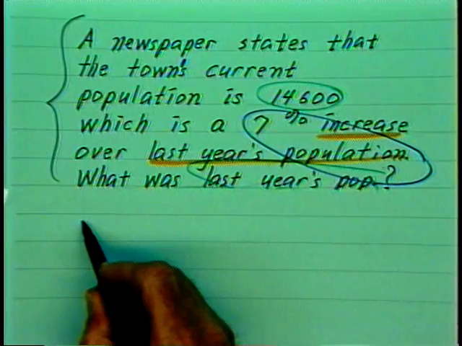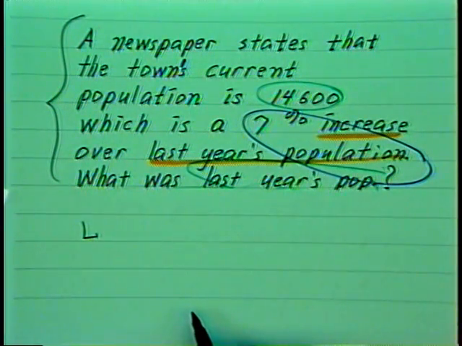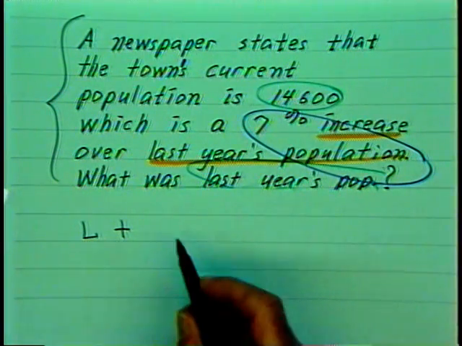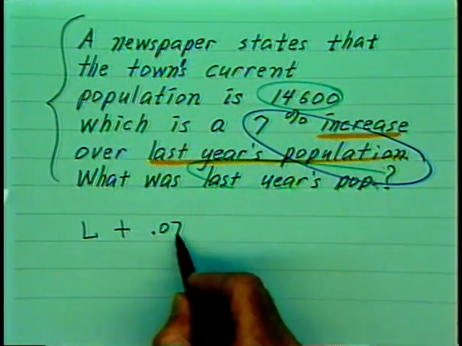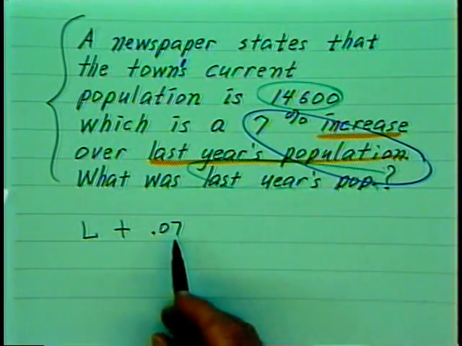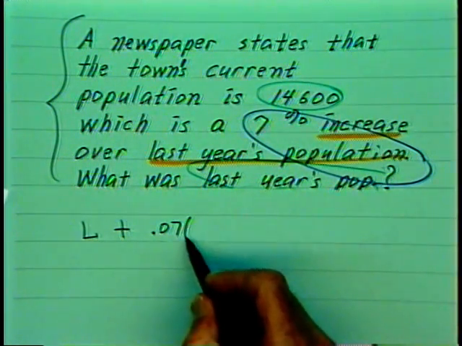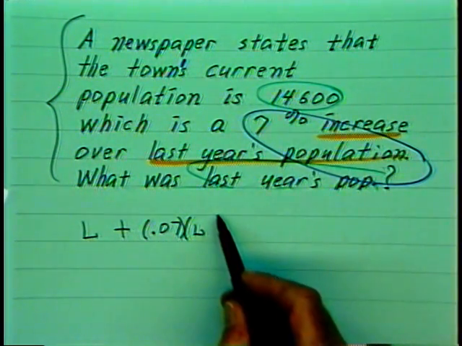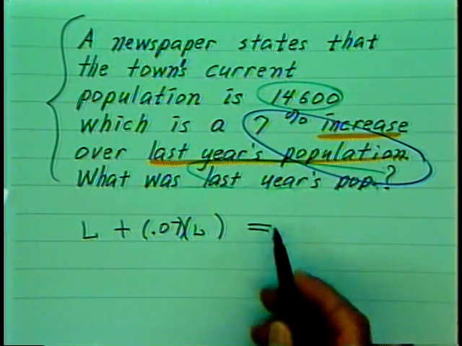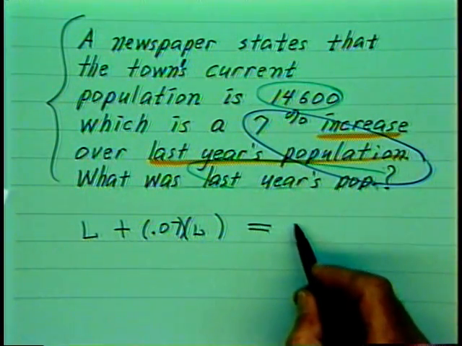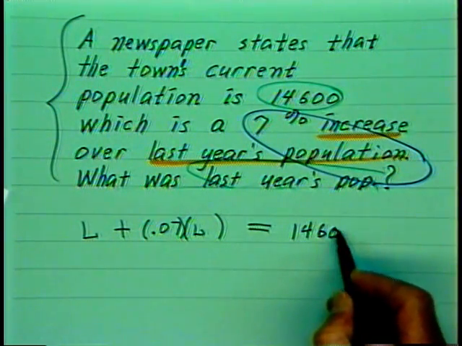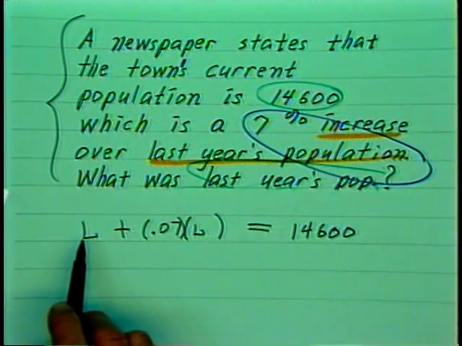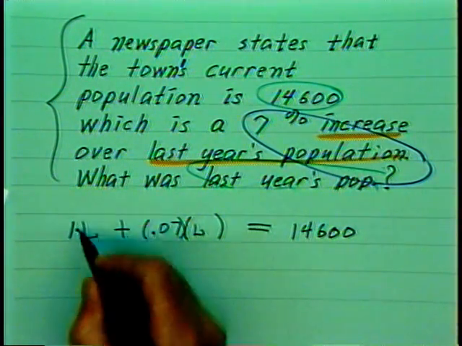Well, we're saying that last year's population increased by 7%, and see that's 7% as math, of last year's population will give this year's population, which is 14,600. Now back here, if I have last year's population, that's the same thing, isn't it, as 1 times last year.